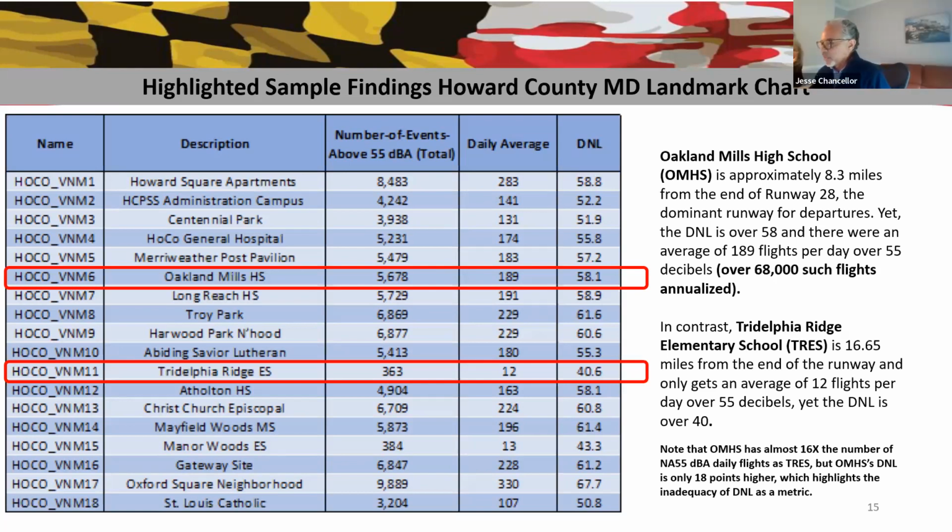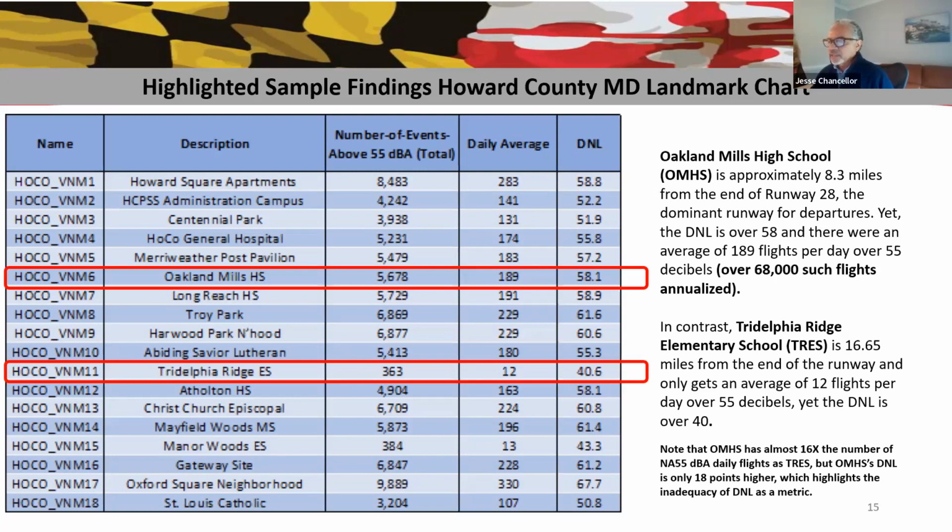We're a little over time right now, so I just want to draw your attention very quickly to two points from one of the earlier slides that Jim gave you. This is for the landmarks in Howard County. If you look at the top location, it's a high school that has 189 daily flights above 55 decibels, and it's at a DNL of 58. If you look at the lower one, it has 12 average daily flights above 55 decibels, but the DNL is just barely over 40.